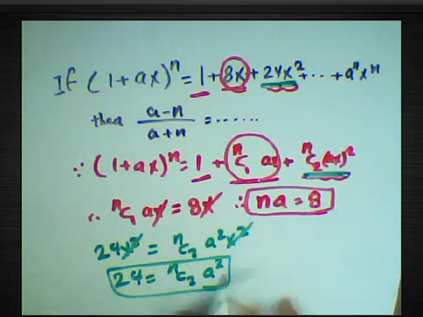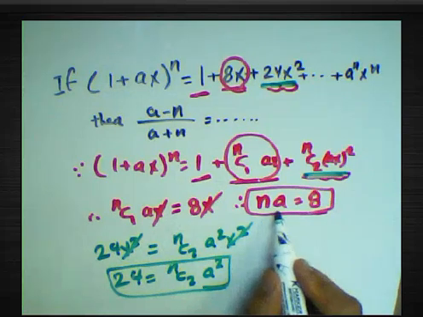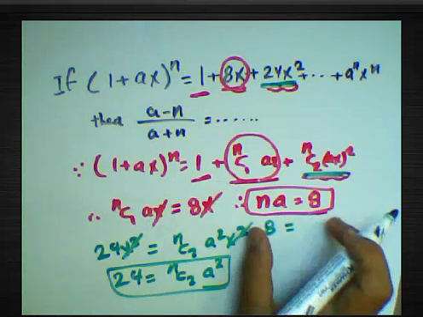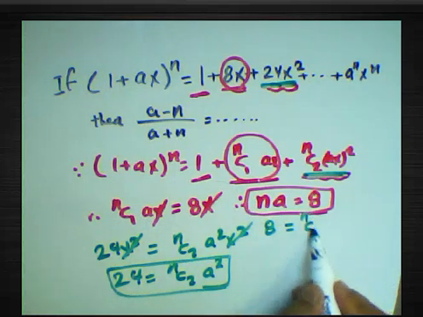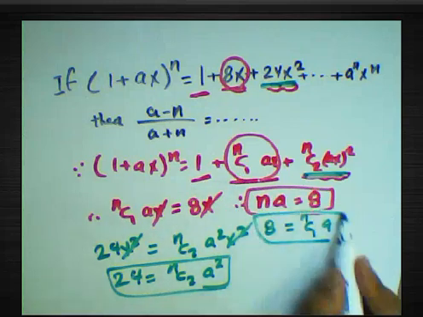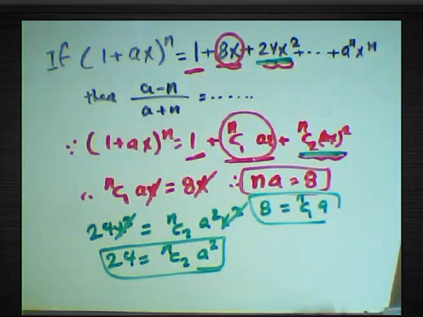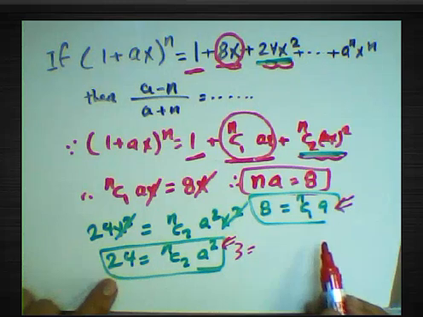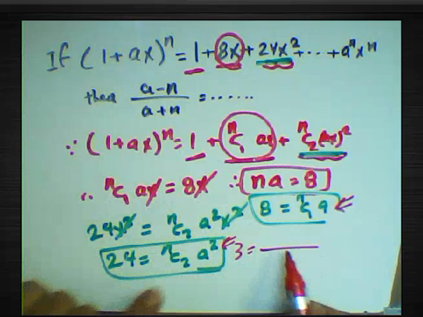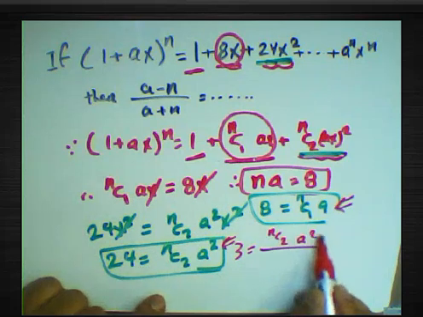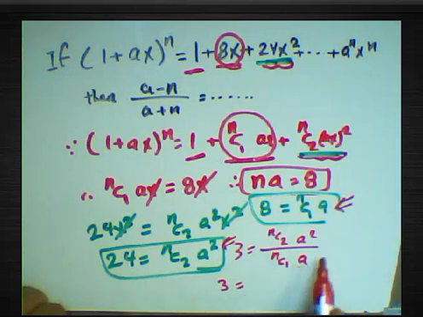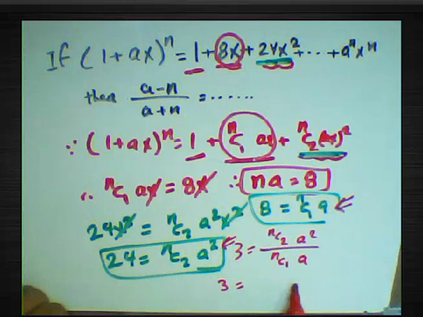We can divide the two relations by each other, and we know n a is n combination 1 a, so we can write this relation as 8 equals n combination 1 a. To divide them in the simplest way, 24 divided by 8 equals 3. I will divide this relation by this relation. Write n combination 2 a power 2 over n combination 1 a. Then 3 equals n combination 2 over n combination 1.